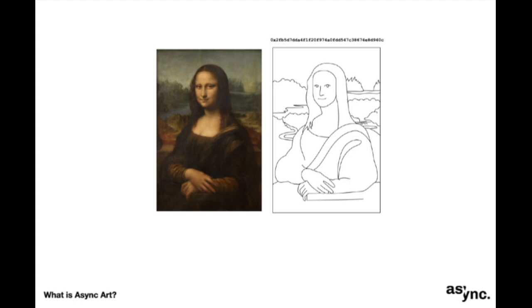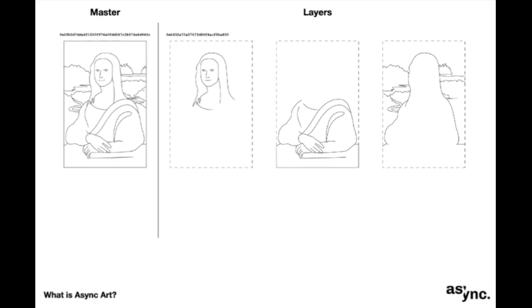But what we've done with Async Art is we break the image up into layers. So this Mona Lisa is now potentially comprised of 3 different layers. There's the face, the body, and the background. And so rather than tokenize the full image, we tokenize each individual layer. So now different owners can own each individual layer.